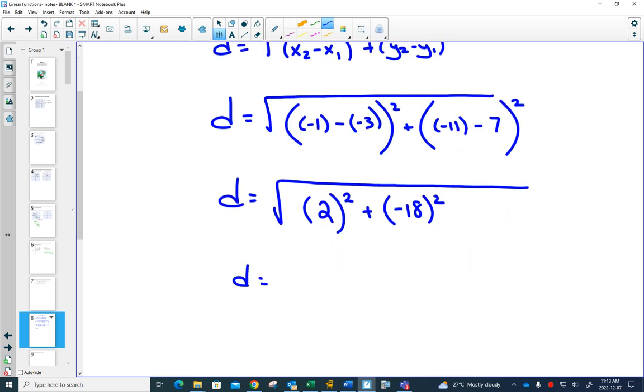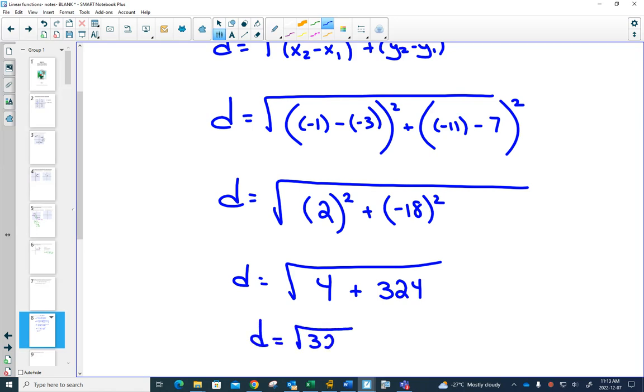Here, you might need your calculator for some of these. Hopefully you can do 2 squared and get 4 in your head. 18 squared is what, 324? Want to check that? Yeah, it is. Okay. And so then our distance is the square root of 328. And can you divide 328 by 4? Probably. Yes, you can. What do we get? 82.